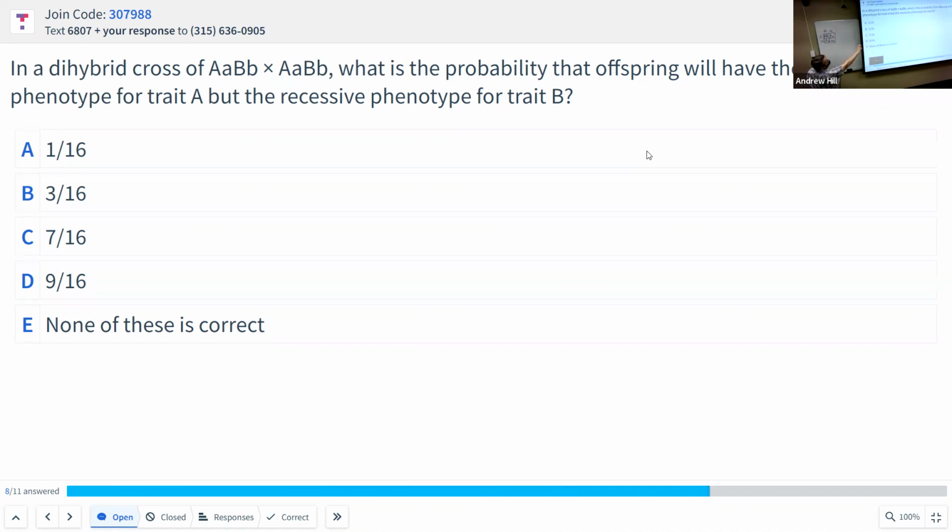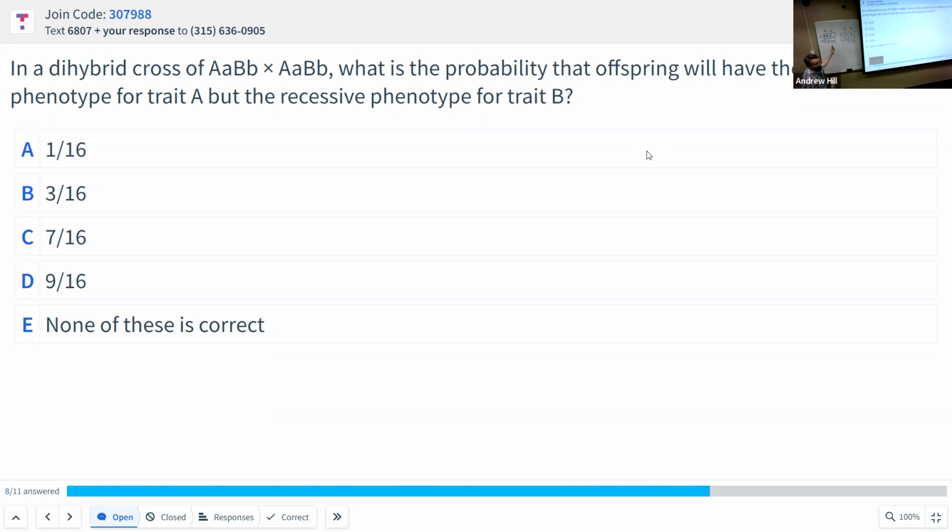What's the probability the offspring will have the recessive phenotype for trait B? I understand we're doing a dihybrid cross, but I just want to make my life easier. So I'm going to pretend that they're two monohybrid crosses. This is much quicker to do. So what's the probability for this monohybrid cross for B that I'm going to get the recessive phenotype for B? It's 25% or 1/4. So just take that. And now what they're asking is, what's the probability of these two things occurring together?